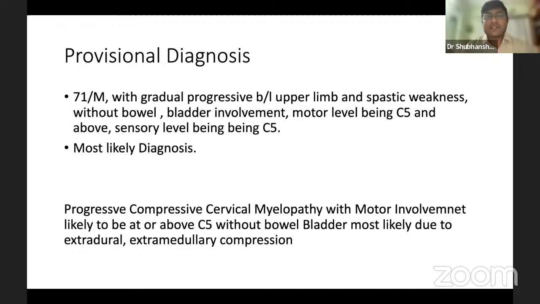Sir, the dissociation, because it is involving the two different sides at the same level.